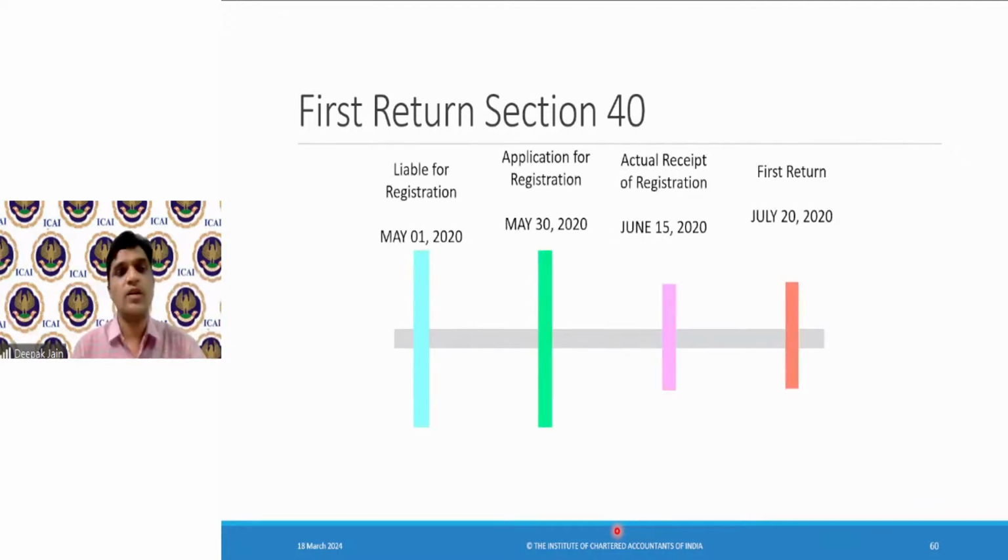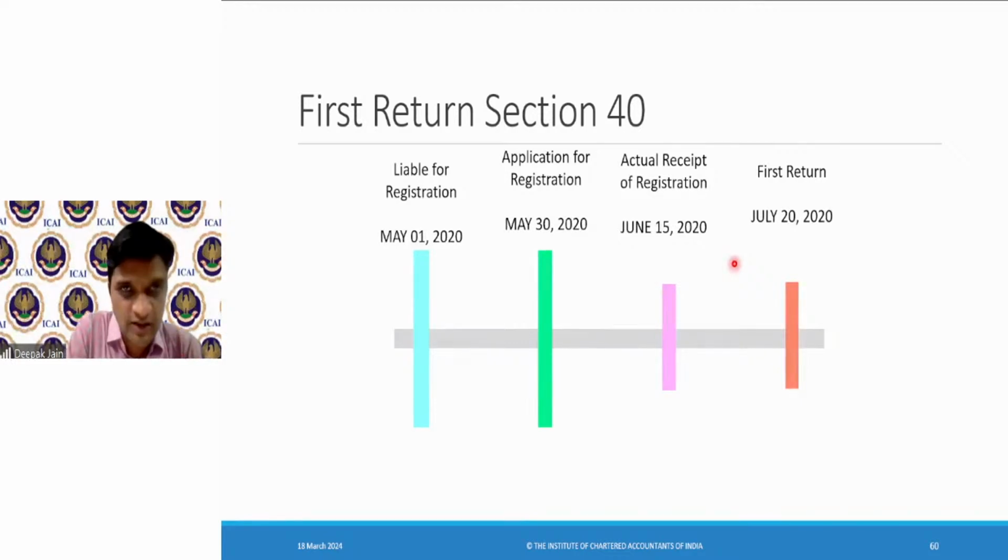Okay. Now, say for an example, understand this. I am liable for registration on May 1st of 2020. I apply for registration within 30 days, right? When I apply for registration within 30 days, which means what? I'm applying within time, because the time limit for registration is 30 days. I apply for the registration within time and I receive the registration on June 15th, because the officer has to verify, correct? He verifies and tells me that the actual date of registration is May 30th itself, no problem. Okay. So in that case, when will be my first return?